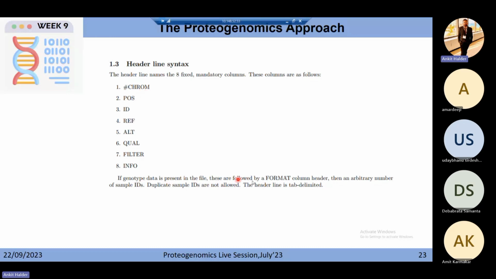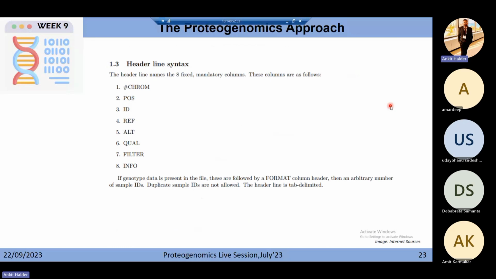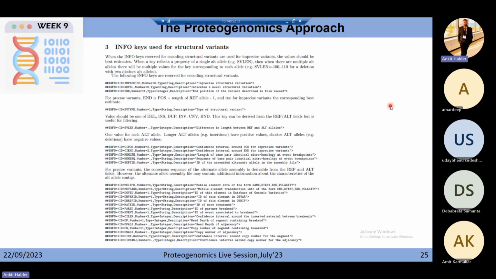If the genotype data is present in the file, then the column headers follow, with an arbitrary number of samples. Duplicate sample IDs are not allowed. That is why, whenever you are taking multiple sample VCF files, they should contain different IDs. For additional information, you can have ancestral allele, allele counts, genotypes, AF, membership in 1000 Genomes, validated or not, validated by follow-up experiment, somatic mutation, etc. You can do that, but the major thing is that the 8 mandatory columns should be there, and the INFO keys are used for your structural variants and all those things.